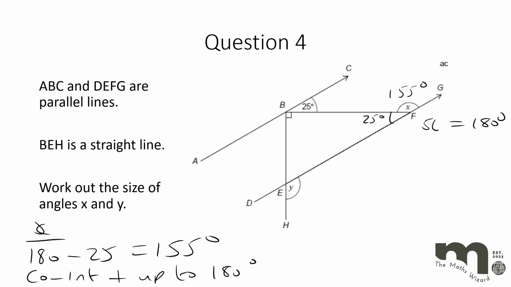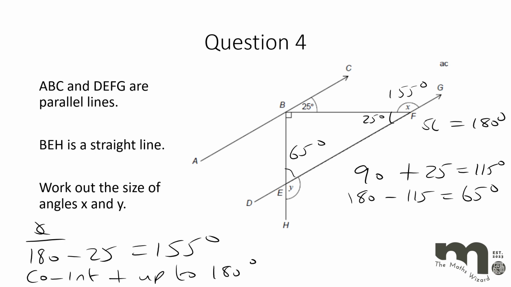Now we've got to deal with this triangle here. So we have 90 degrees and 25 degrees, which is going to give us 115. If we take that away from 180, we are left with 65 degrees, which is this one here, and that's because angles inside a triangle, remember, add up to 180 degrees.